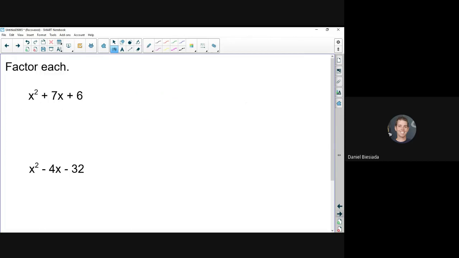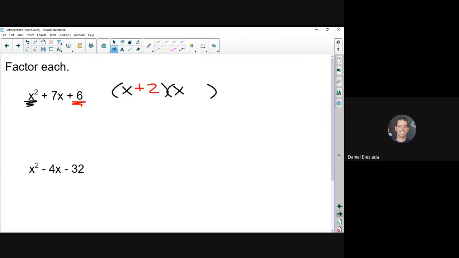Our first one here, we've got x squared plus 7x plus 6. That is a trinomial, meaning we'll factor it with 2 sets of parentheses. Now, I'll look at the first term, x squared. X squared can only be gotten by multiplying x times x, so I'll put that at the beginning of the parentheses. At the back end, I've got a 6. 6 could be 1 times 6, it could also be 2 times 3. So I'll try this until I get it.